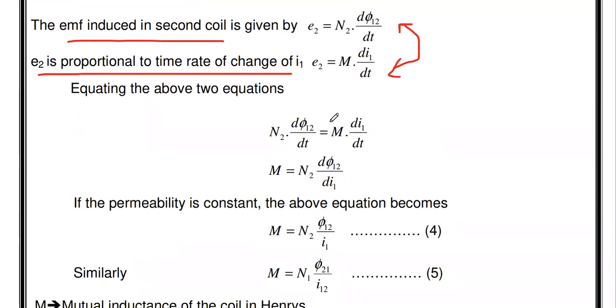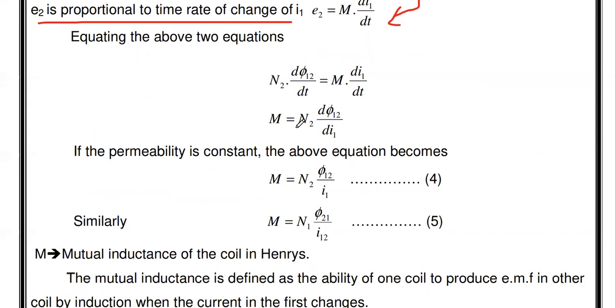Our aim is to find the mutual inductance. Rearranging, dt cancels, so M equals N2 into d phi 12 divided by dI1. So the mutual inductance is the number of turns in the secondary coil times the flux linkage in the second coil due to the first coil, divided by the current flowing in the first coil. Similarly, if the permeability is constant, the above equation can be written as M equals N2 into phi 12 divided by I1.